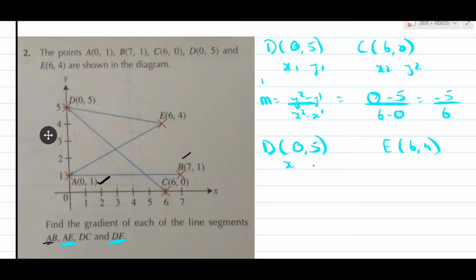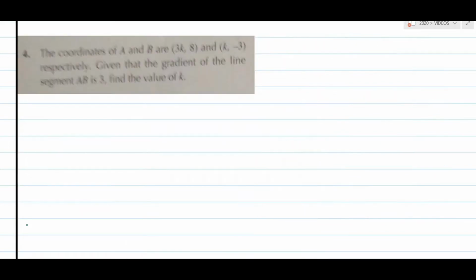Once again, x1 y1, x2 y2. m equals y2 minus y1 upon x2 minus x1. 4 minus 5 upon 6 minus 0, therefore minus 1 upon 6, and this will be your gradient. Now let's move on to a tricky question.